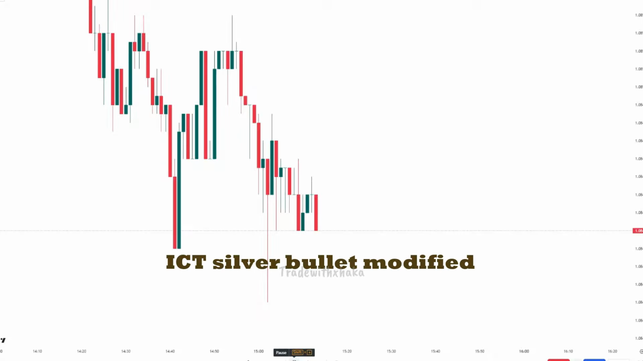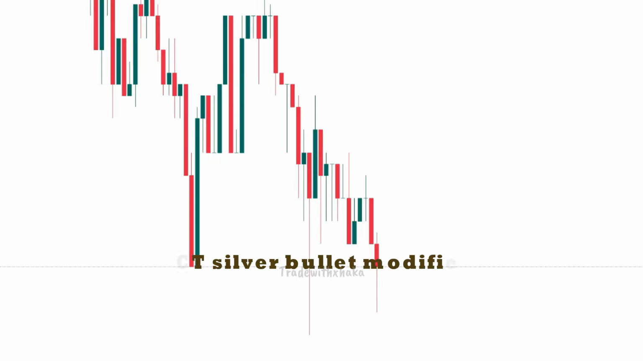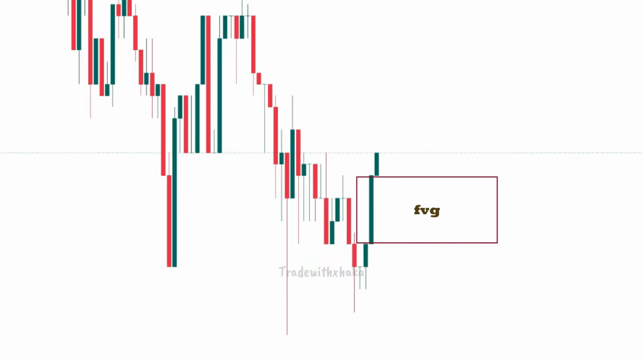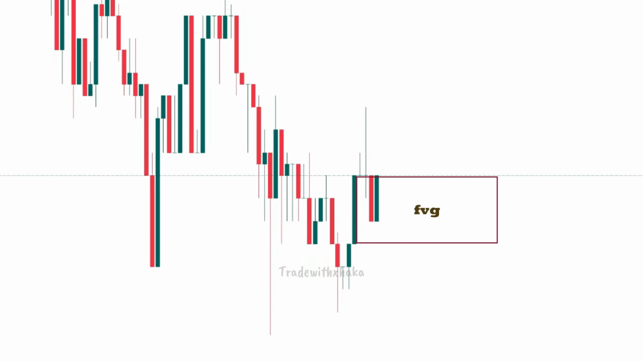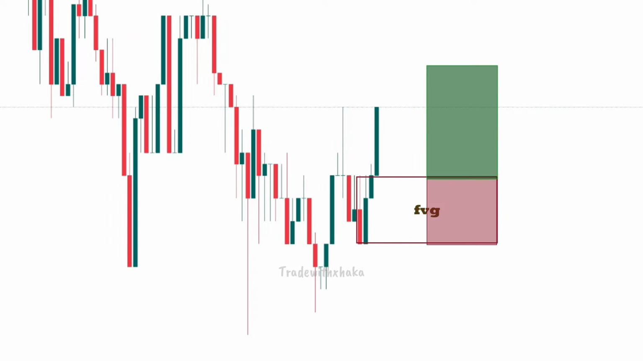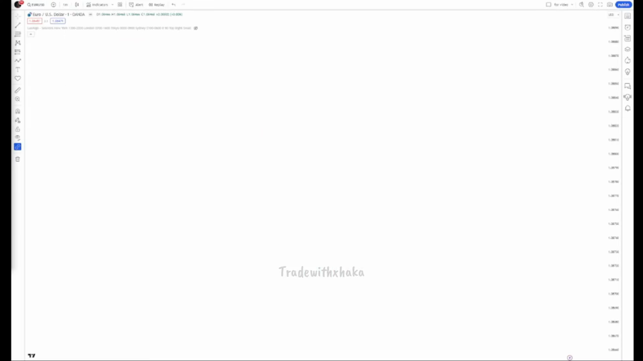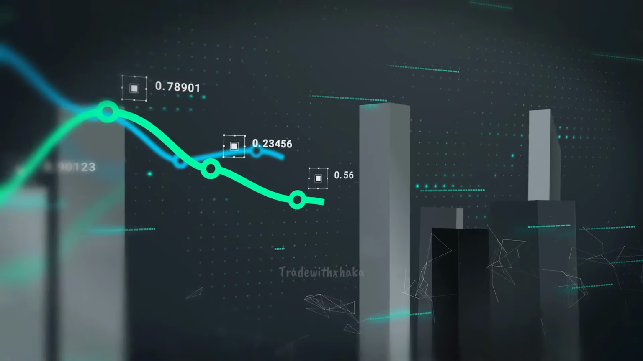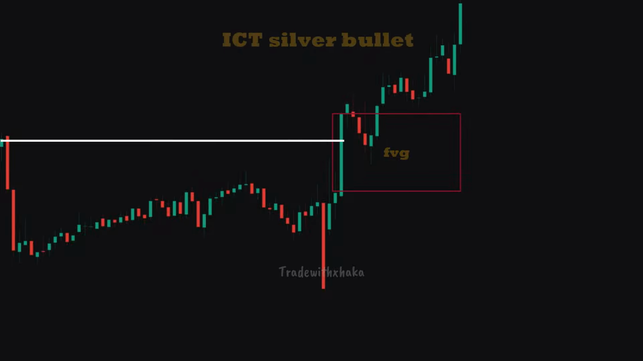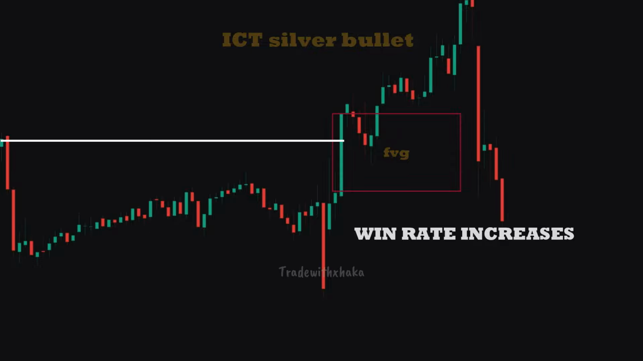ICT silver bullet modified. People like us dumped ICT's silver bullet strategy because of its low win rate and how we get stopped out so many times. But this mastering video, that is ICT silver bullet remastering, that's what the video is all about. We added confluences to this silver bullet that make it more logical and fantastic. It increases its win rate as well, and I think it's a better version of silver bullet. That's what you're about to learn.